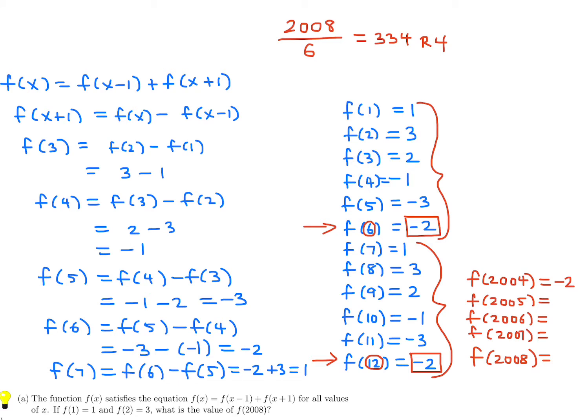Okay, no problem. F at 2005 will be the same as this guy, so that'll be a 1. F at 2006 will be the same as that, which is 3. F at 2007 will be the same as F at 9, which is 2. And finally, F at 2008 will be the same as F at 10, which is negative 1. So there we go.